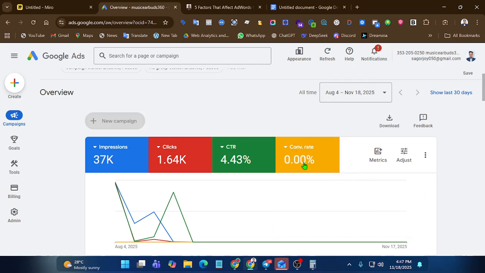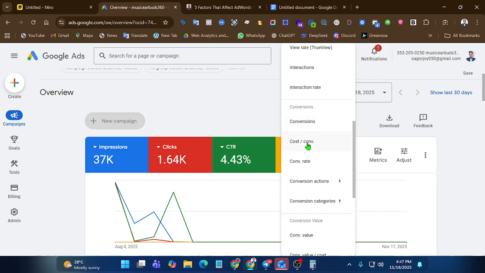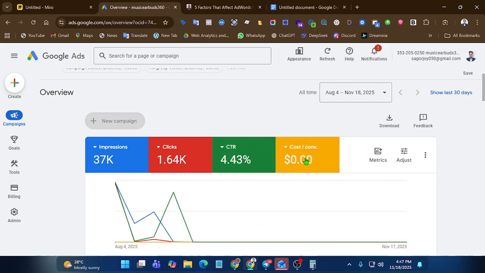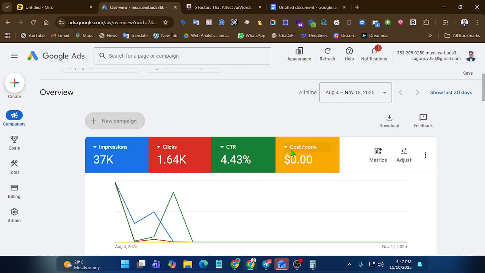This is conversion, and then cost per conversion. This shows how much money you spend for each conversion. This is called cost per conversion. As a marketer, our goal is simple: get conversions at the lowest possible cost while maintaining quality.